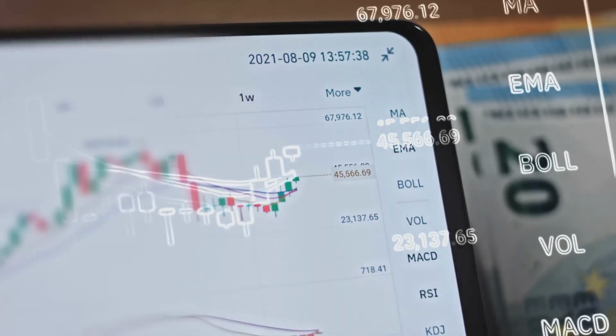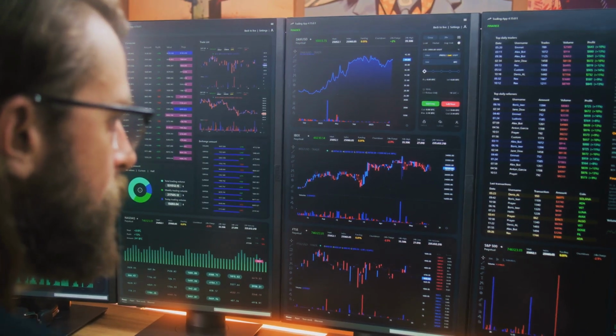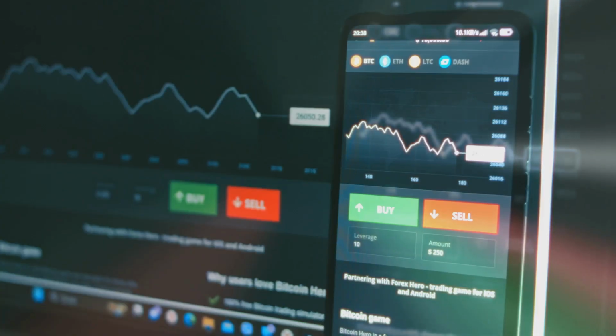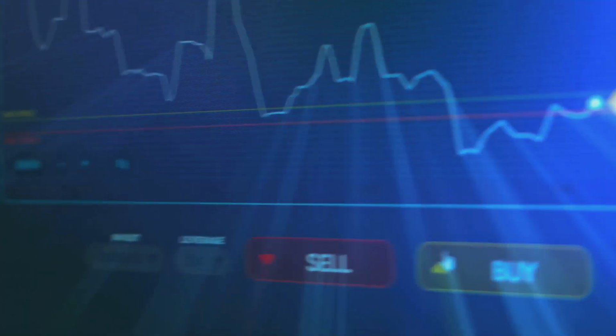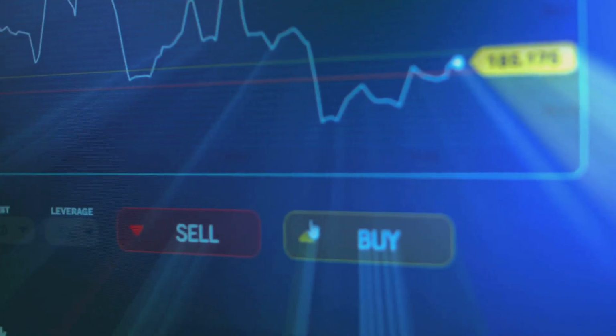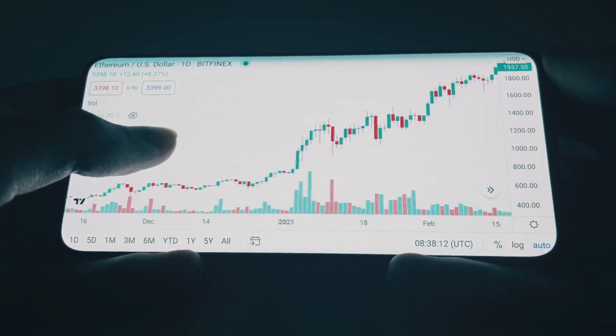The MACD shows the relationship between two moving averages and helps identify momentum shifts. When the MACD line crosses above the signal line, it's a buy signal. When it crosses below, it's a sell signal. Traders use MACD to confirm trends or spot reversals.